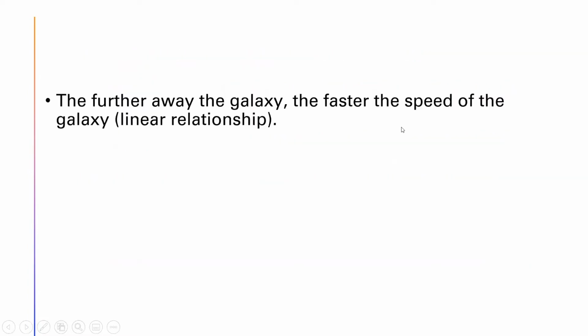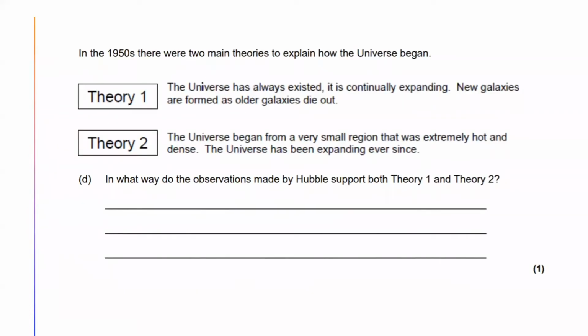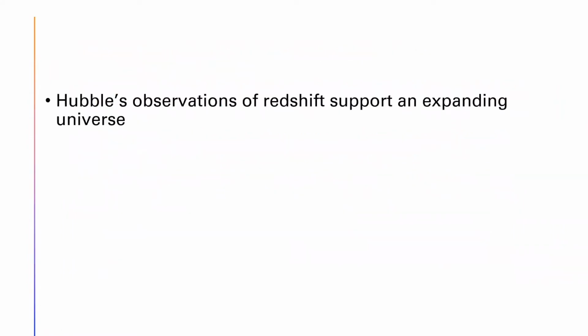So let's look at Hubble's data again. The one we need to carefully look at. You need to spend a bit of time looking at that. So Edwin Hubble looks at the same person which the Hubble Space Telescope is named after. They did this in the 1920s. So distance in kilometers, speed of galaxy again. So the further the galaxy is away from us, the faster it's moving. That means that the universe is expanding. So theory 1 and theory 2 both support the idea that the universe expands. So Hubble's observations of redshift support an expanding universe.